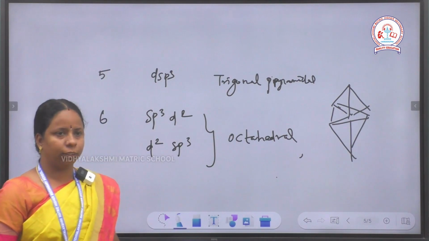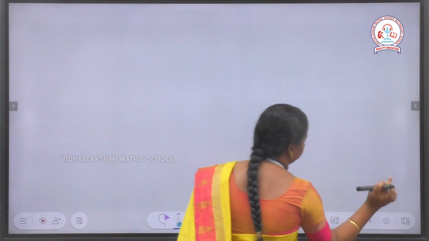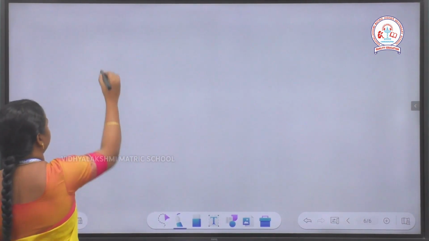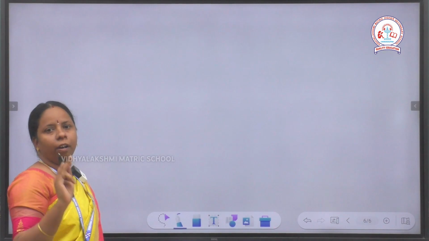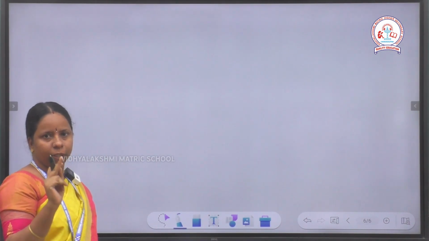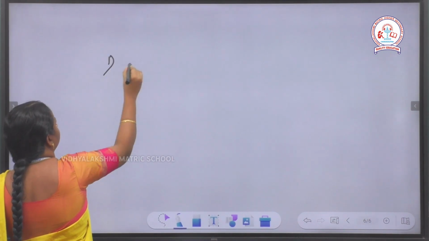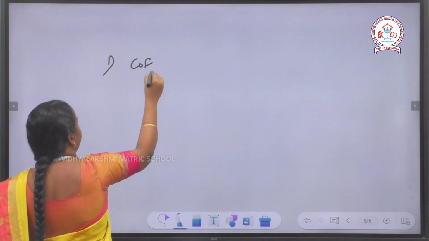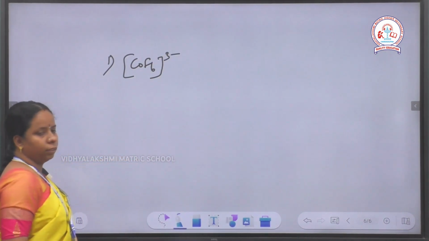Right. This is tricks for valence bond theory. Now move to question. Question number 1. Compulsory. We are expecting valence bond theory. Based on valence bond theory, one question will come in public exam. Question number 1. [CoF6]3-.